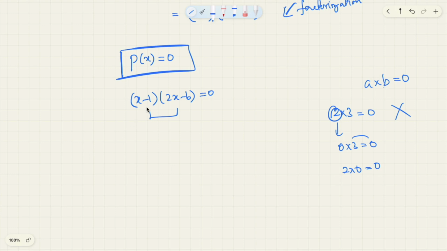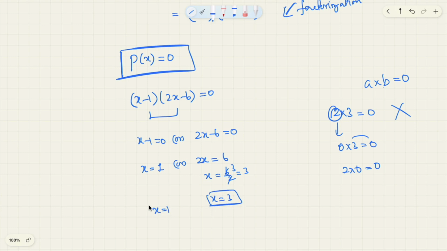So therefore here, if the product of the two factors is 0, either x minus 1 should be 0 or 2x minus 6 is 0. That's the idea. And that means either x must be equal to 1, or 2x must be equal to 6, and hence x must be equal to 6 by 2, which is 3. So either x must be equal to 1 or x must be equal to 3, so that this product is going to give you 0.